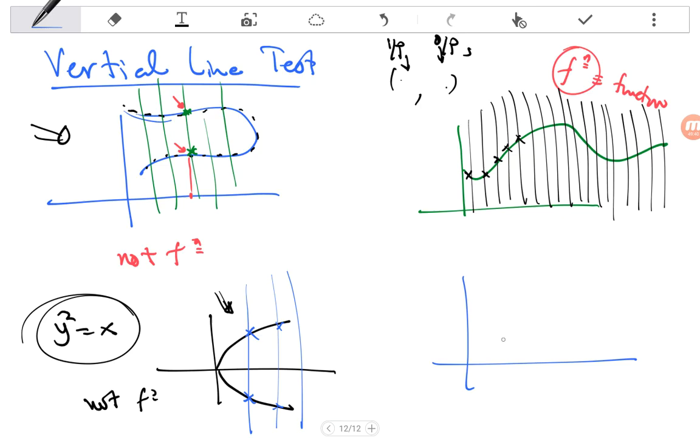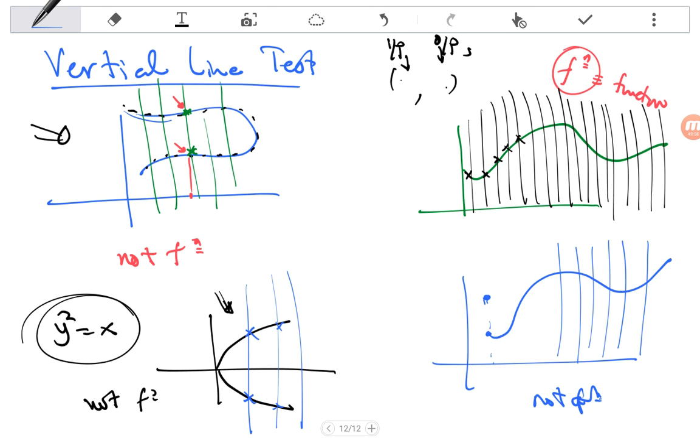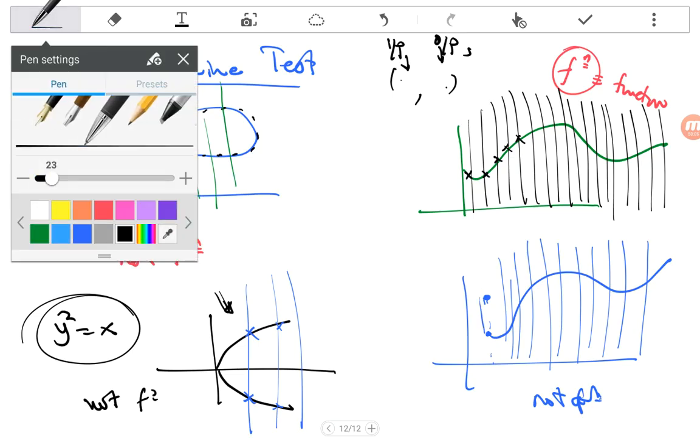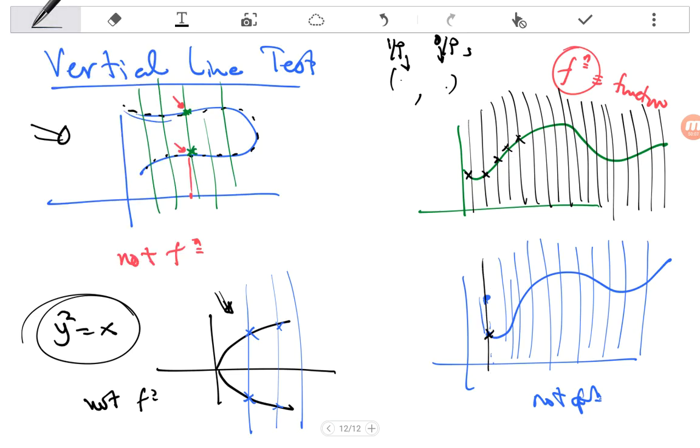If I have a function like this, is that a function or not a function? Not a function. Why? Although most vertical lines here give one intersection, there is one vertical line which gives me two intersections. So that's why it is not a function.